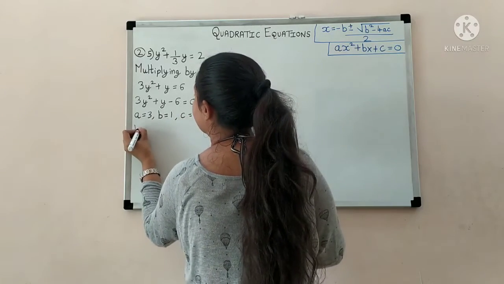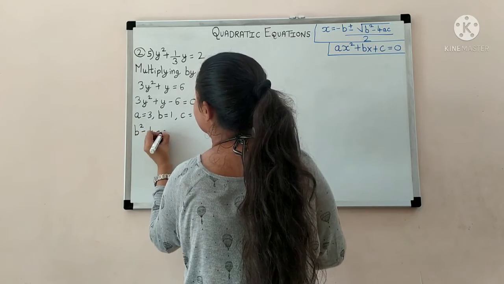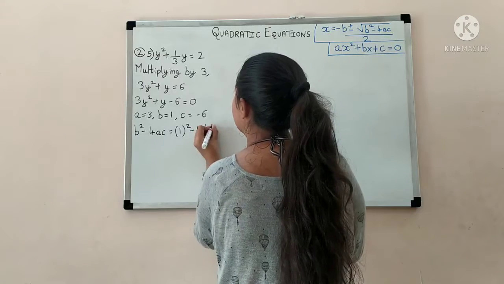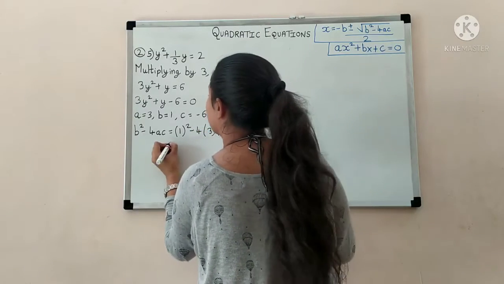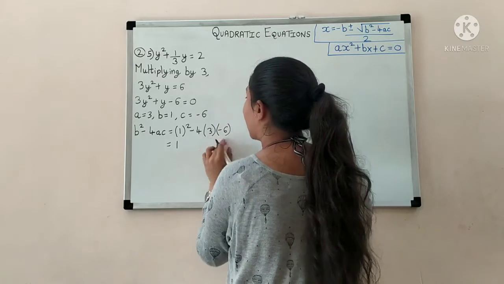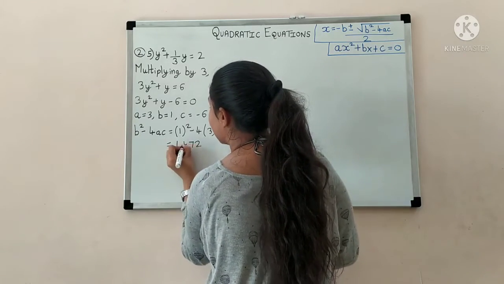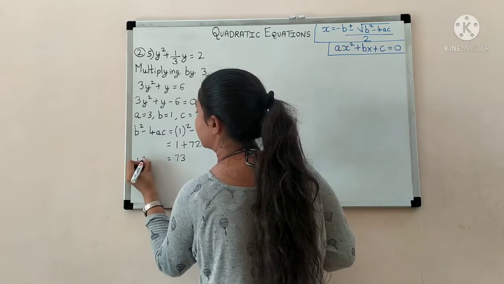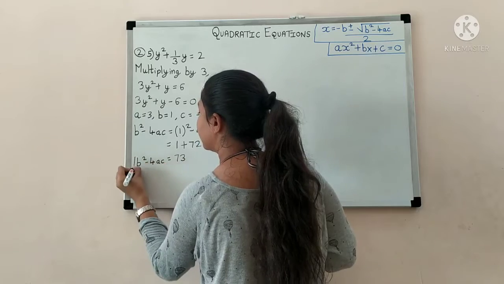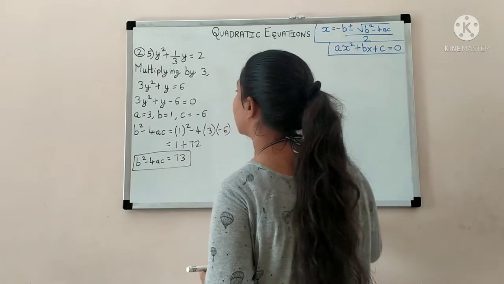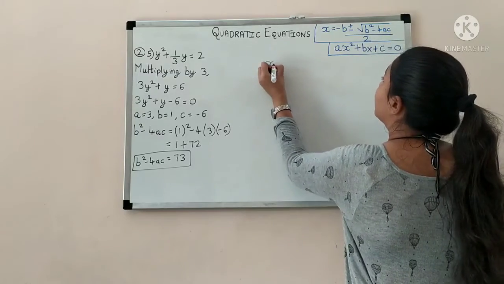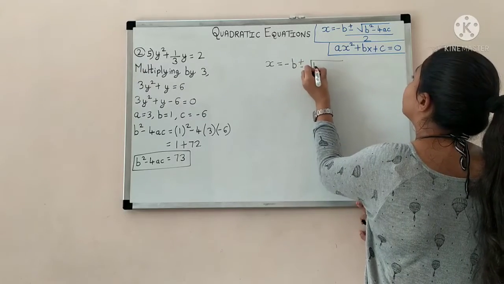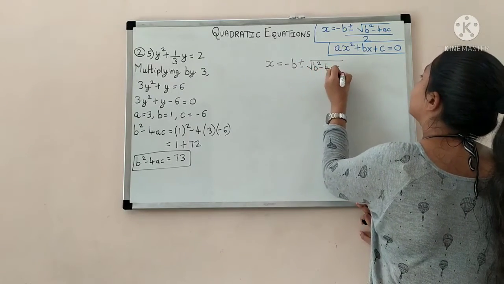Okay, then the next step is we have to calculate b square minus 4ac. So b, that is 1 square, minus 4, a is 3 and c is minus 6. So this will be 1, 4 3s are 12 and 12 6s are 72, and this will get added. So it is 1 plus 72, so 73. B square minus 4ac is 73. Okay, now we substitute this in our formula, that is x is equal to minus b plus minus square root of b square minus 4ac upon 2.